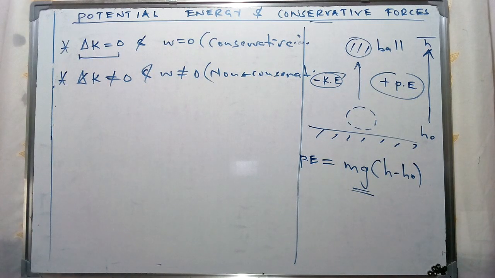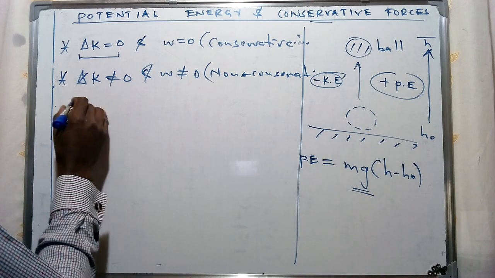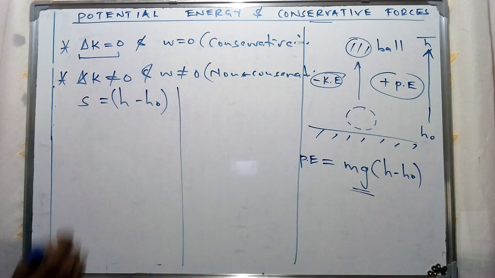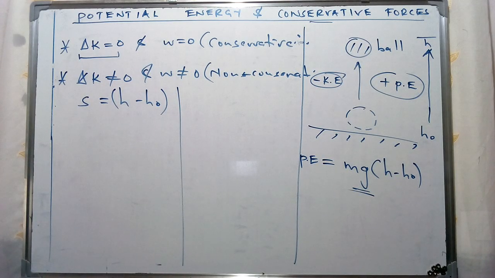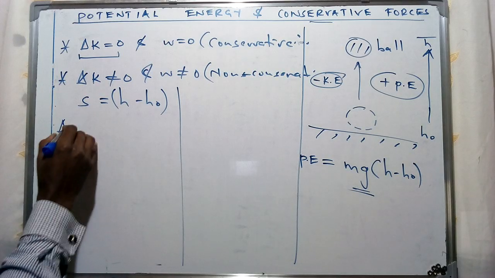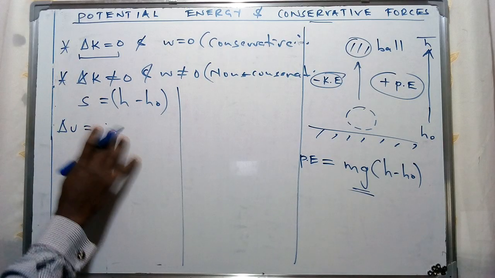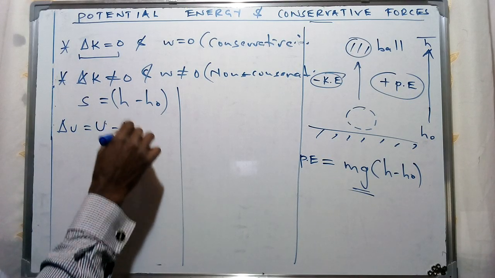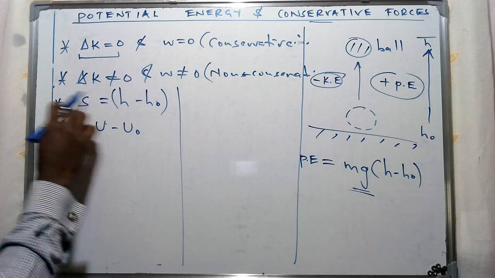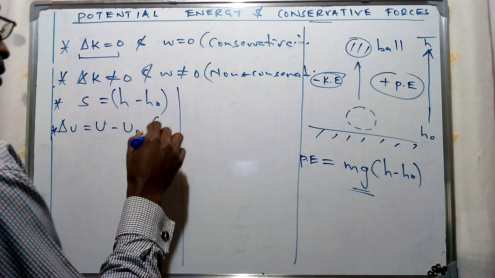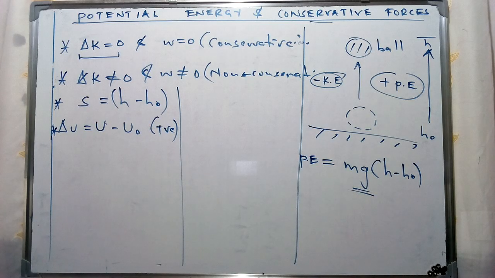So in this case, we consider this ball as it rises from the ground to the highest point, whereby we give the displacement s in terms of the difference in height h and h naught. So the change in potential energy can be given in terms of U minus U naught. And this is going to be a positive value which we realize from this kind of motion for the ball.